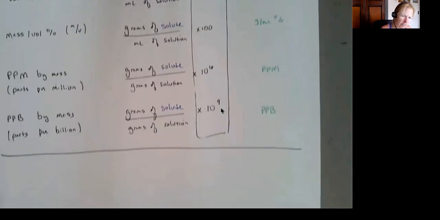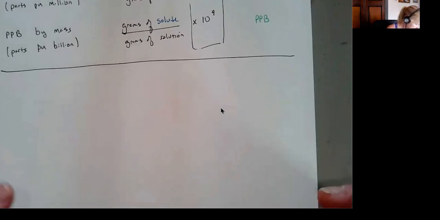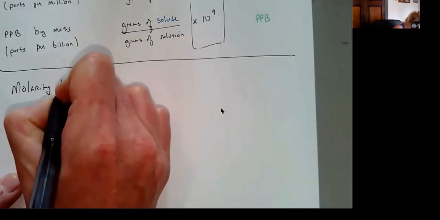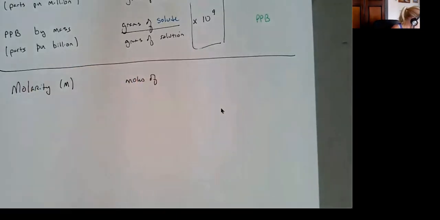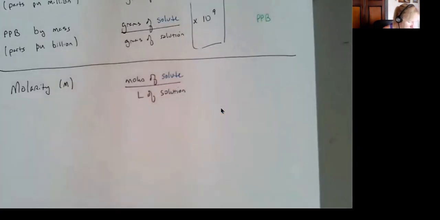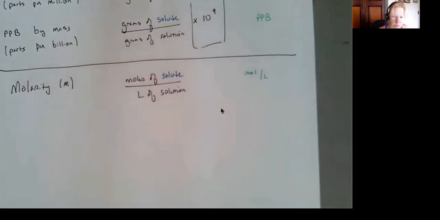The next type, which we use more often, especially in aqueous solutions, is molarity. That's big M, and that's moles of solute over liters of solution. This does not have a multiplication factor, and so my units for this are moles per liter. So this is not a percentage. I have big M here.